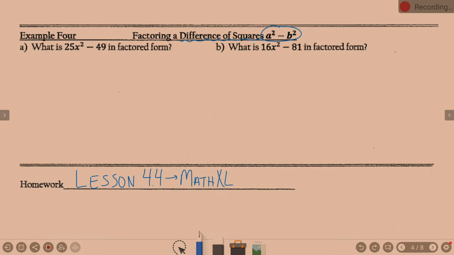Okay, difference of squares. So when we talk difference of squares, what's difference mean in the math world? Subtraction. Okay. When we talk squares, we're talking perfect squares. So it's the difference of two perfect squares. Now, you should always start at the beginning and ask yourself, what's the first question in any factoring problem? Is there a GCF? So 25x squared minus 49. Is there a GCF?